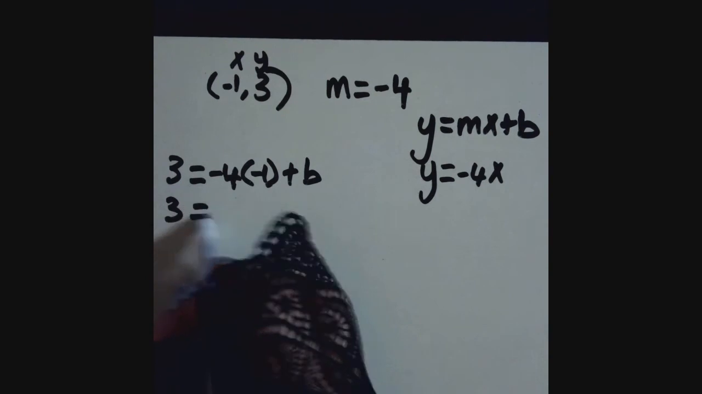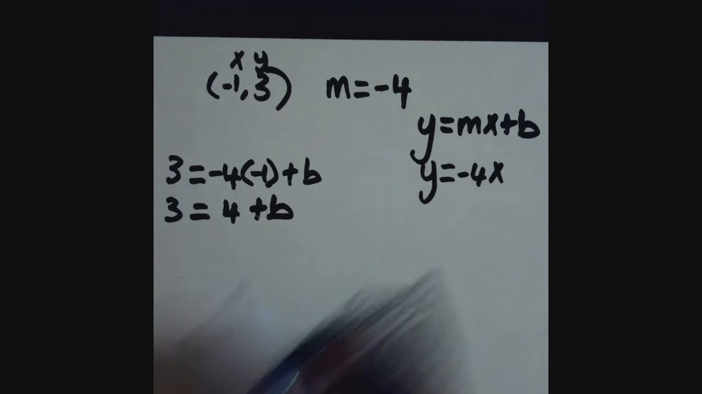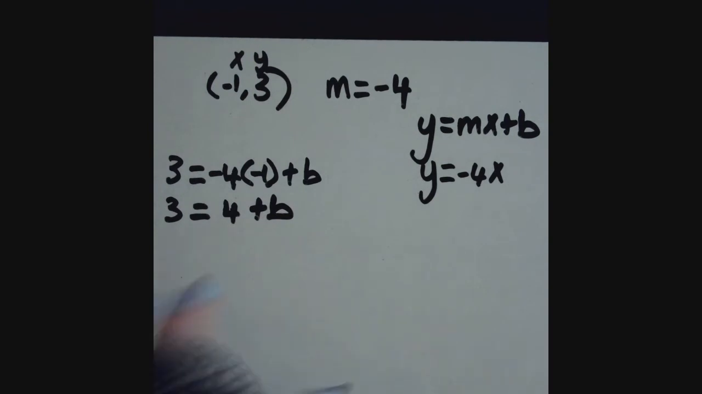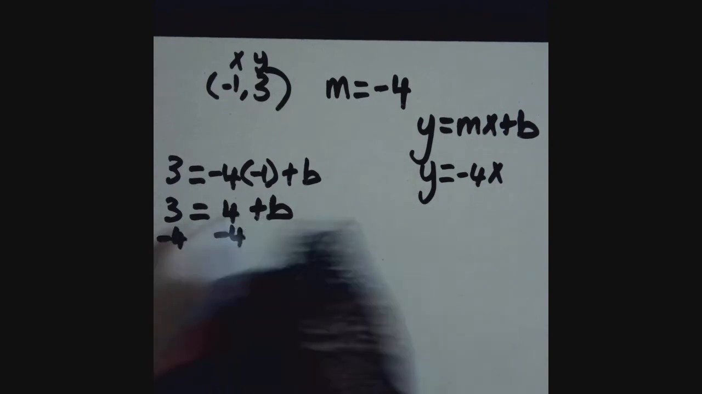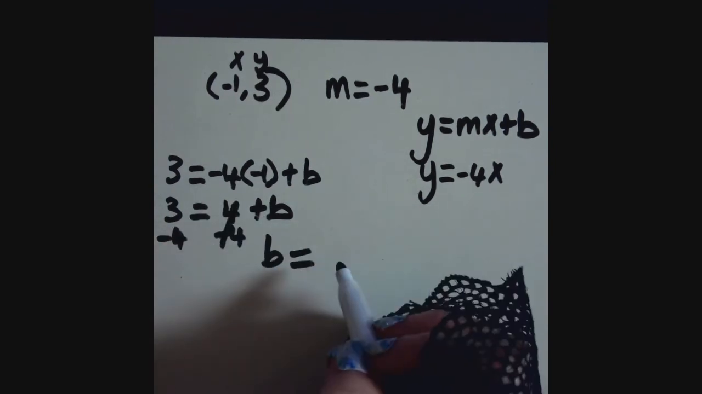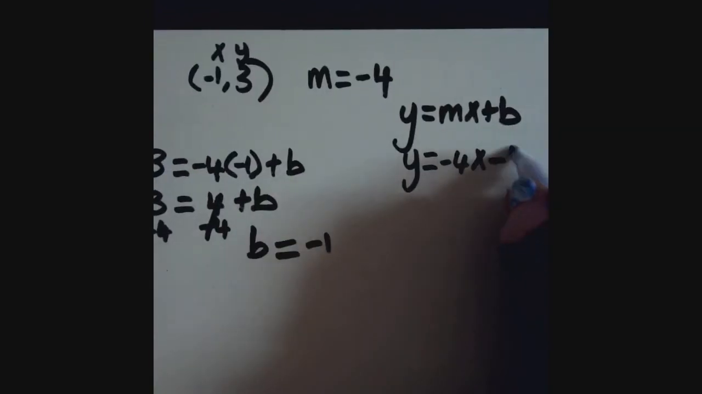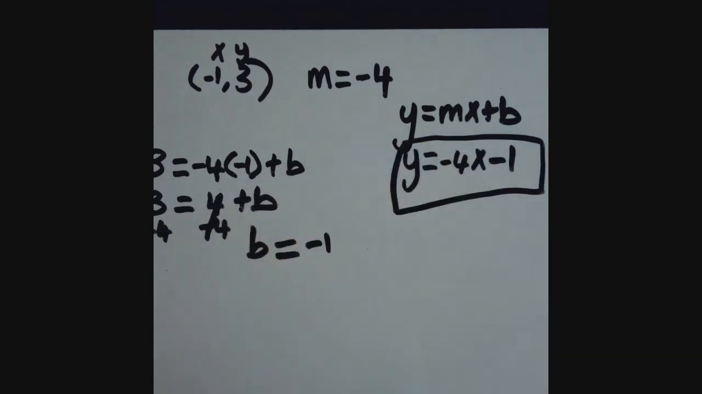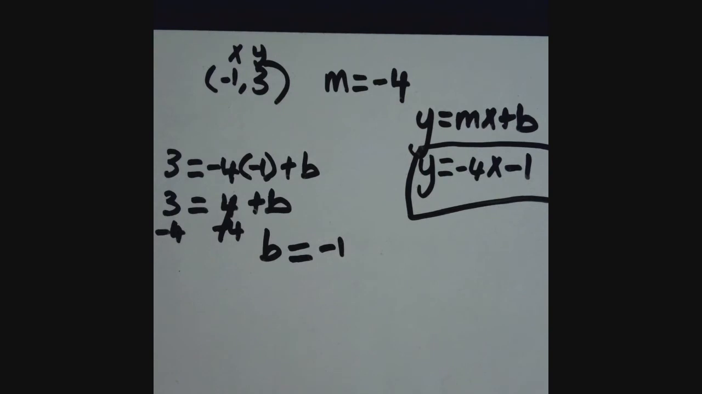So 3 equals -4 times -1, which makes that a +4, plus b. So to solve for b, I have to subtract this 4. So subtract 4 here, subtract 4 here. So b is equal to 3 minus 4, which is -1. So now I can go back here and write the equation. That would be the correct equation for slope-intercept form if I knew the slope and I had that particular ordered pair. So you see, you just plug in and you find what b is, and then you have it.